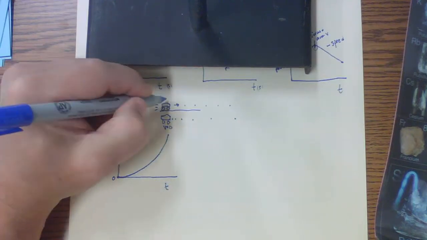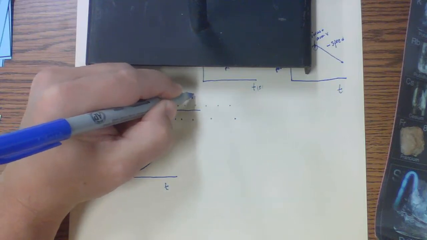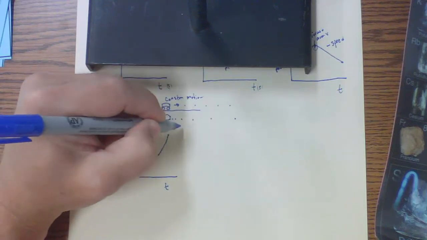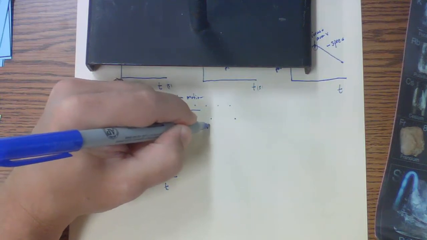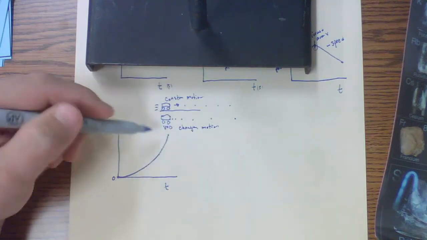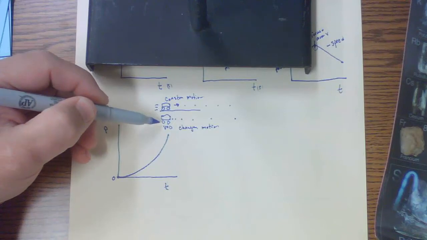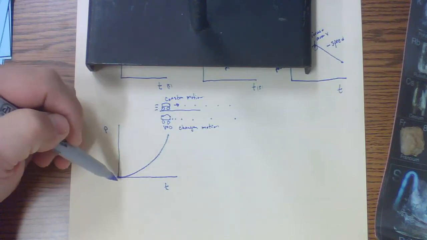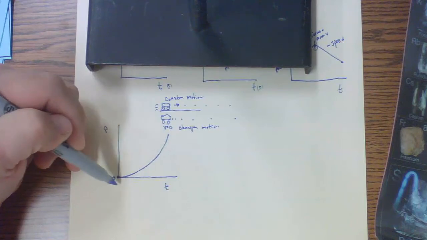So this would represent constant motion, and this would represent a changing motion. So flat lines or sloped lines versus curved lines. So this curve is going to represent that changing motion. So this changing motion is going to happen.